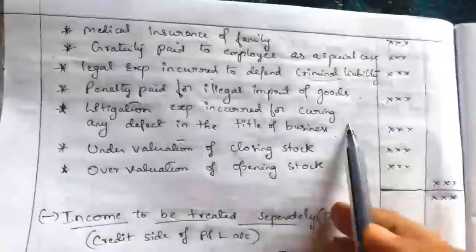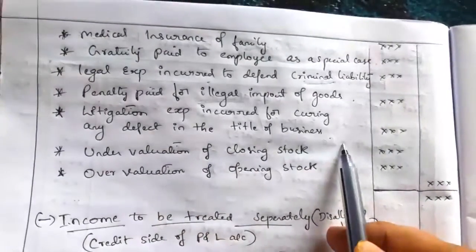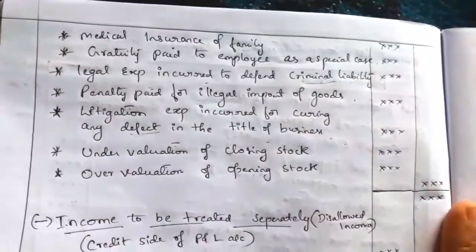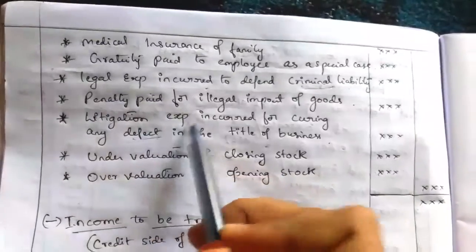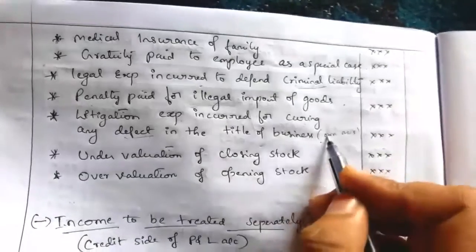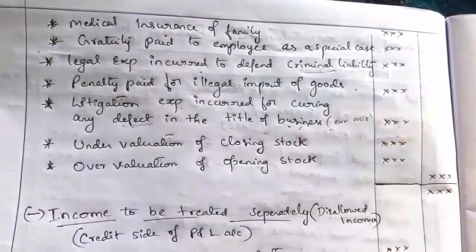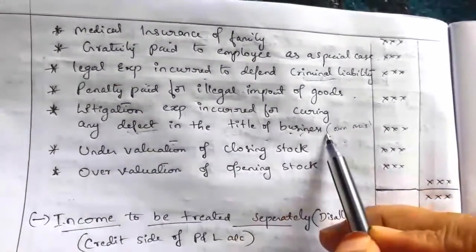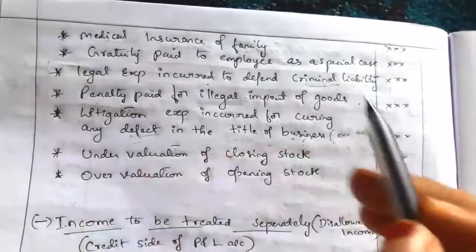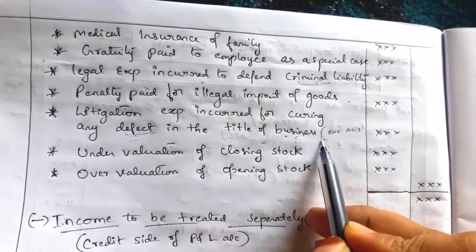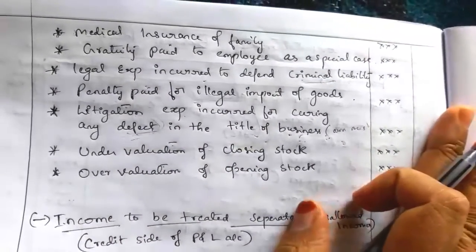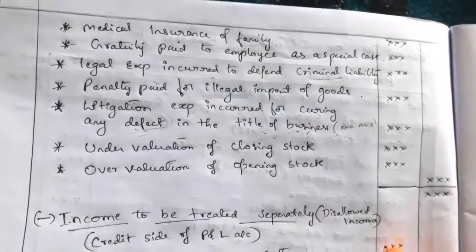Then litigation expenses incurred for curing any defect in the title of business. This is also incurred because of their own fault. Any legal expenses incurred for this are by their own mistake, so it is disallowed. Legal expenses incurred for protecting the title of business are allowed, but for curing a defect in the title of business are disallowed. If there is any defect, it's their own mistake. It is a personal expense not relating to business, so it is disallowed.